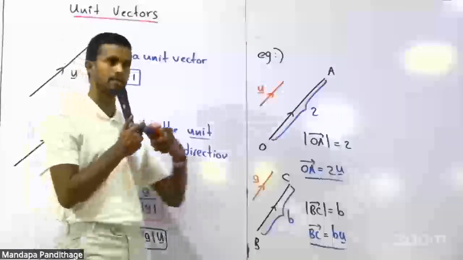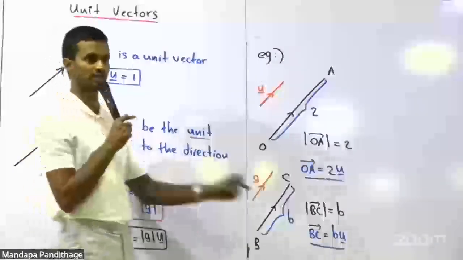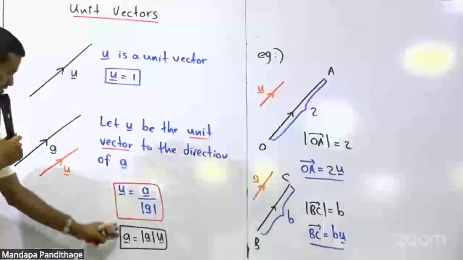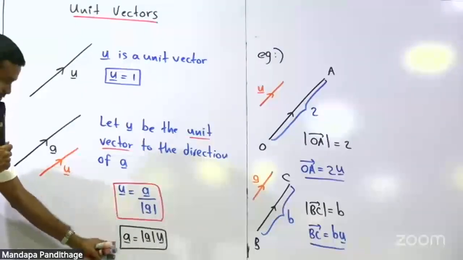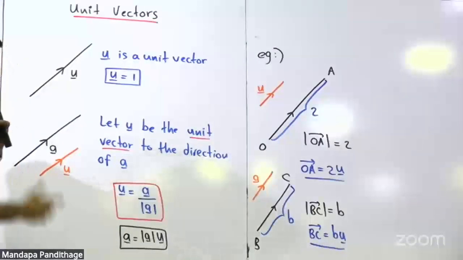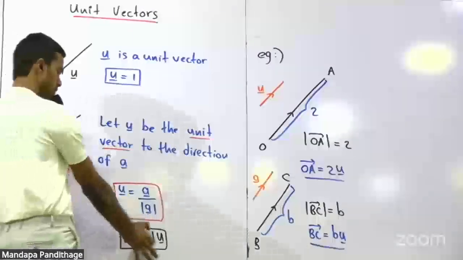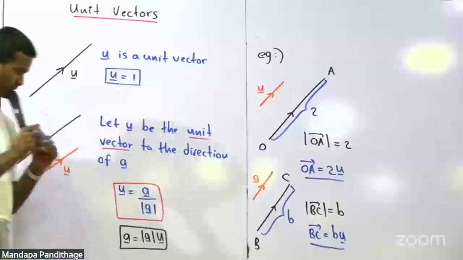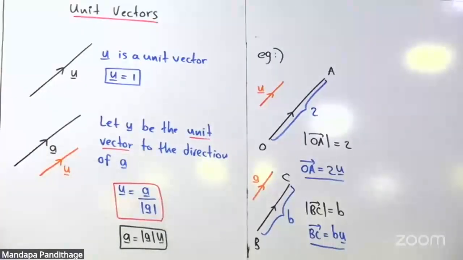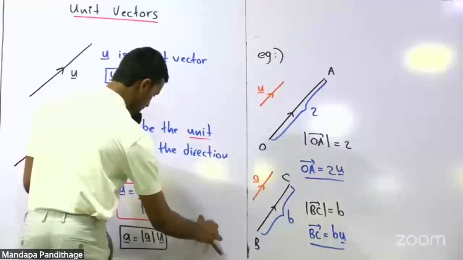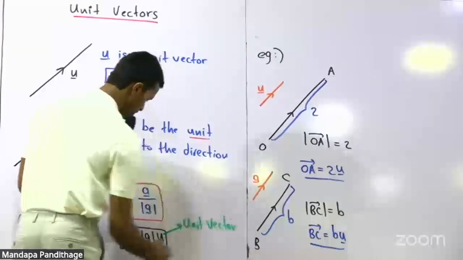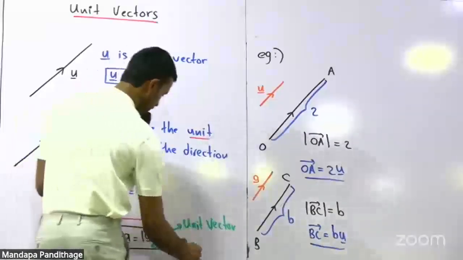Okay, hands up if that part is clear. So you better do the next question when I give it. Write in this way after this one. So this is clear to everyone, right? After this one, first write this: A is equal to modulus A times U. What is U here? The unit vector. What is modulus A? The magnitude of the vector.